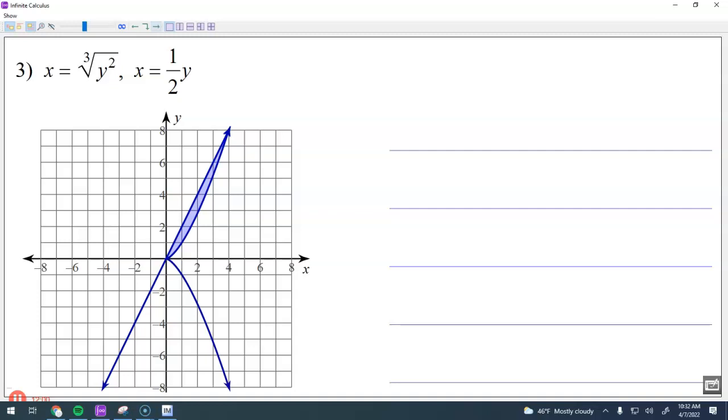Oh, they don't intersect. Yeah, remember, if they don't intersect, you just use the two that were given.